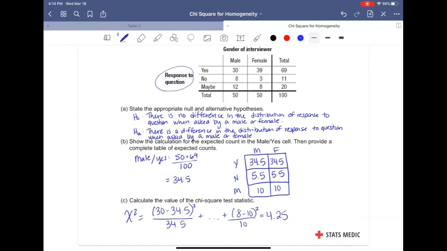And then in part C, we're just calculating the chi-square test statistic. Again, show at least a couple of the contributors and then get a total, which in this case is 4.25. All right, so that is everything you need for a chi-square test for homogeneity. Tomorrow, we're going to look at our last type of chi-square test, a chi-square test for independence. It'll be very similar to what we went through today. So I will see you then.